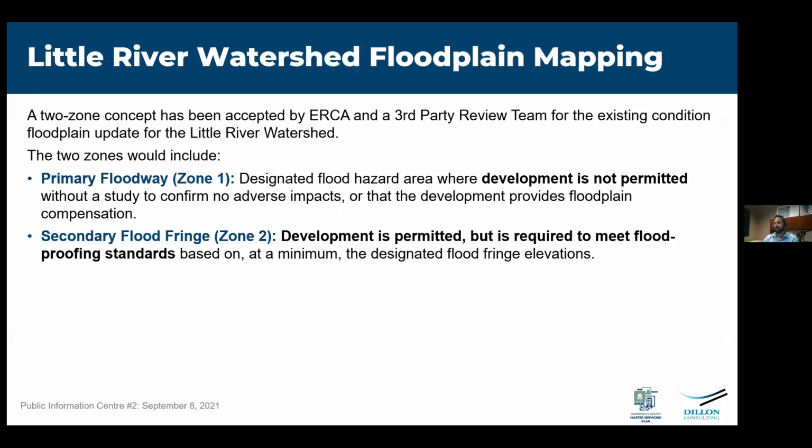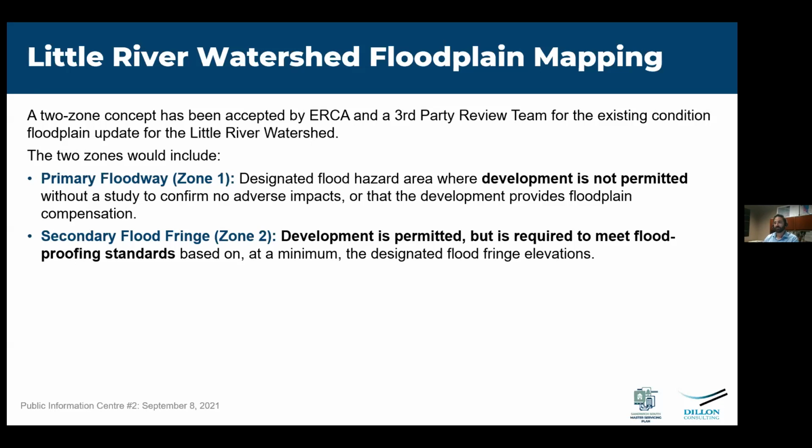Based on the ongoing work for the updated regulatory mapping, a 2-zone concept has been accepted by ERCA, as well as the third-party review team, for the existing condition floodplain update for the Little River watershed. This 2-zone concept would include the following: a primary floodway, or Zone 1, which is a designated flood hazard area where development is not permitted without a study to confirm that there's no adverse impacts or that the development provides floodplain compensation as necessary. The secondary flood fringe area, or Zone 2, is where development will be permitted, but is required to meet proper floodproofing standards based on, at a minimum, the designated flood fringe elevations from this study.